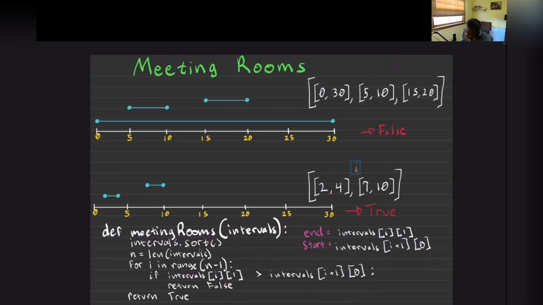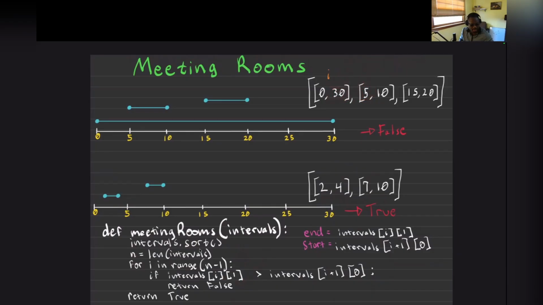So let's look at this example over here, okay? So we have this sorted. i of 1 is 30. i plus 1 of 0 is 5, okay? Is this greater than 5? Yes, 30 is greater than 5. So we immediately return false.